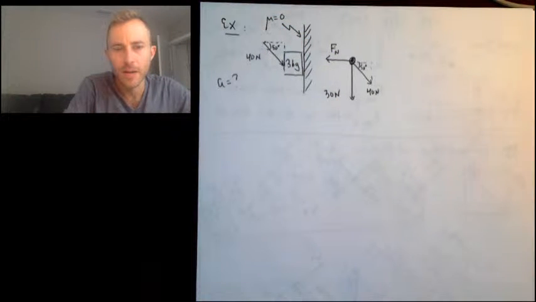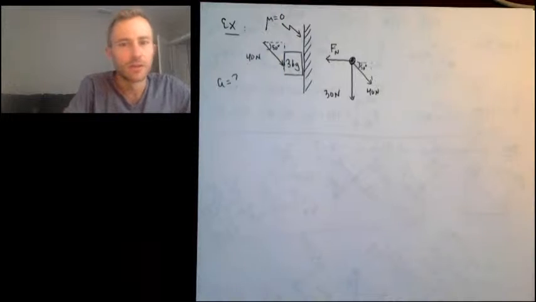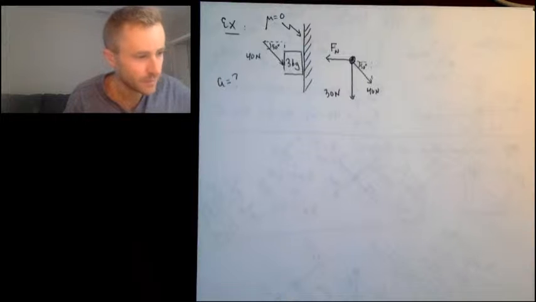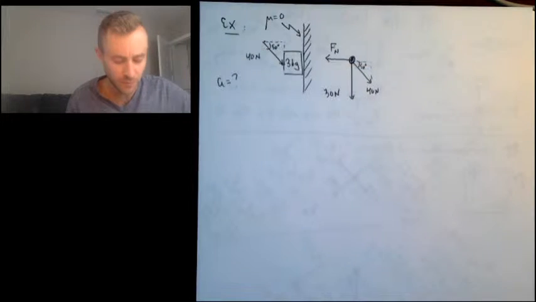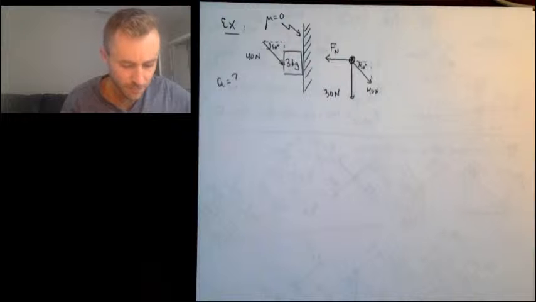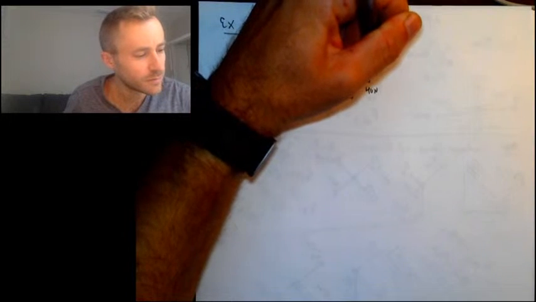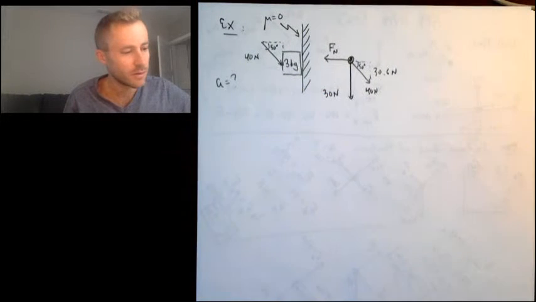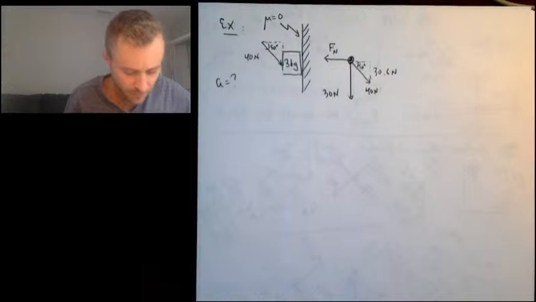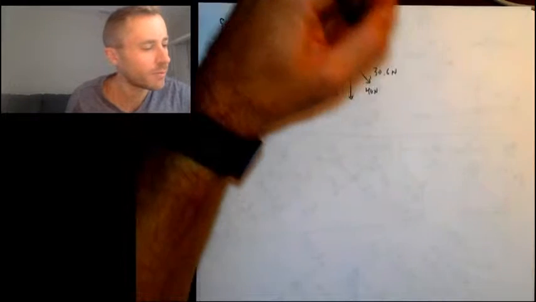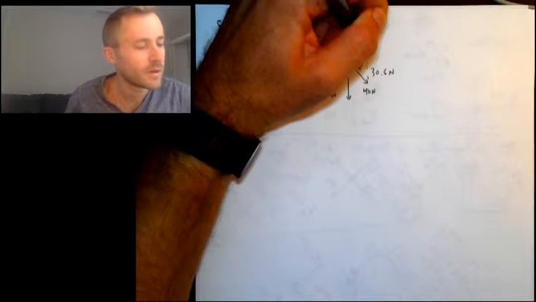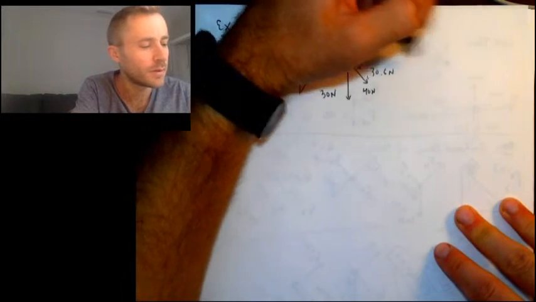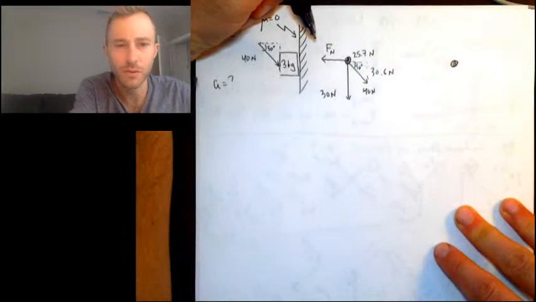Okay? M times G, 3 times 10. So I take this 40 Newton force and I break it up into components. So this would be 40 sine of 50, 30.6 newtons. This would be 40 cosine of 50, 25.7 newtons. So I can redraw my diagram so that all the forces are either vertical or horizontal.